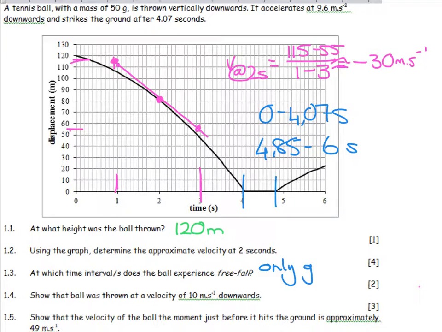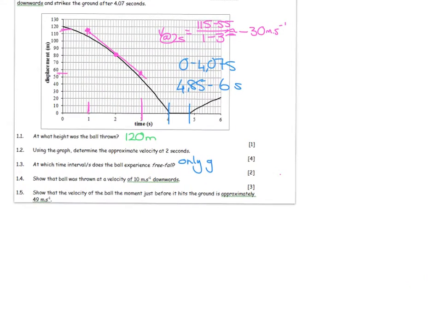Show that the ball was thrown at a velocity of 10 meters per second downward. So we're trying to find the initial velocity of this ball. Let's see what information we have got for that. So we can say S is equal to ut plus a half at squared. I know that at the top of its projectile it went 120 meters downwards, and I don't know the initial velocity, but I do know that it took 4.07 seconds to reach the ground, plus a half.